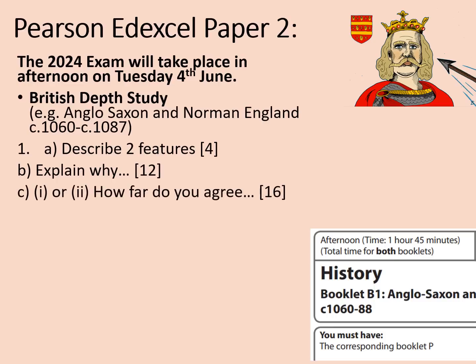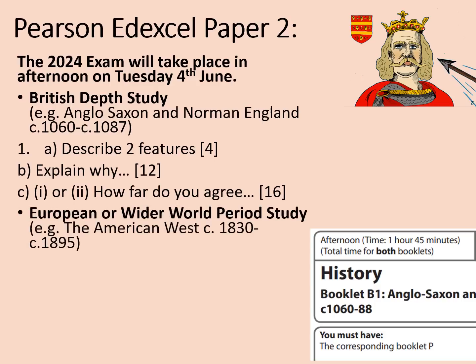And then you get a choice between 2 different 16-mark questions. Both will ask you how far you agree with a particular historical interpretation. There'll also be an additional 4 marks attached to this question for spelling, punctuation, grammar, and the use of specialist terminology. Because 20 marks are attached to this question overall, you will get a choice of 2, so you can pick the strongest one for you.